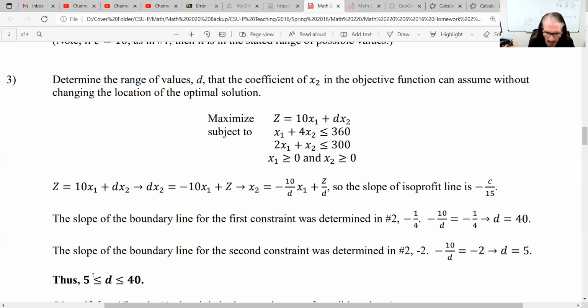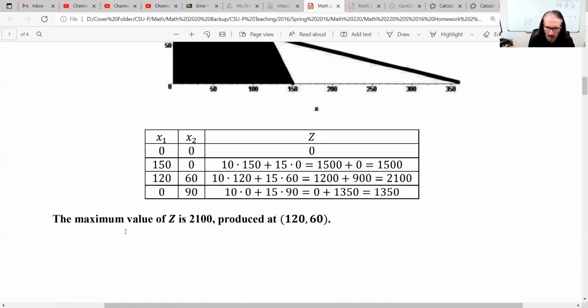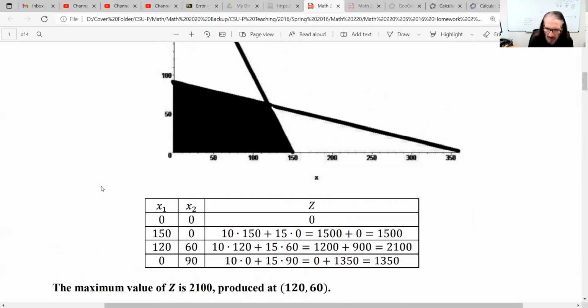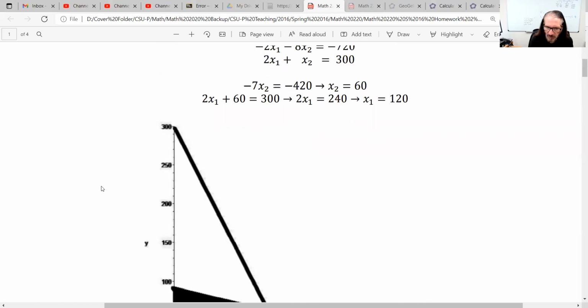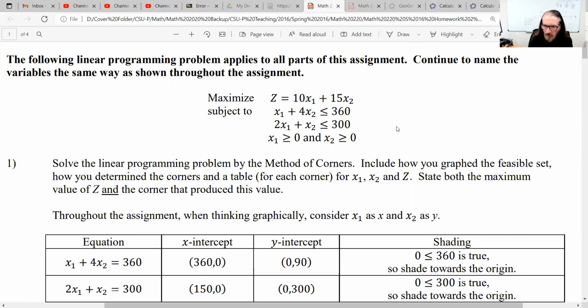And that gives us that d would be any value inclusively in between 5 and 40, including those endpoints, and we'll still get our maximum at the same corner point as we did when we were not changing the coefficients. It's going to be at the point 120, 60. However, with a different value for d, it's going to give us a different maximum, but it will still be the maximum with that new value of d.